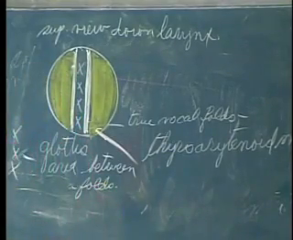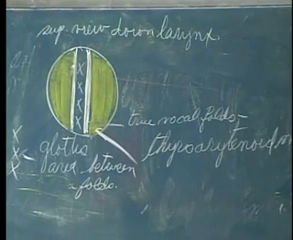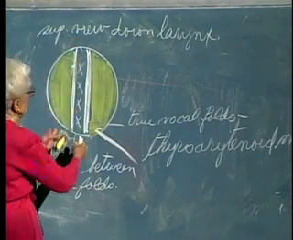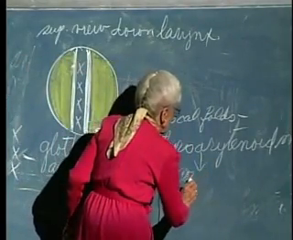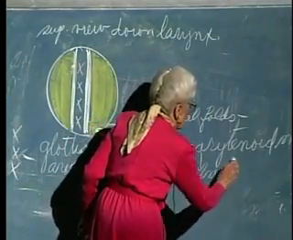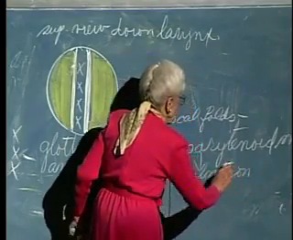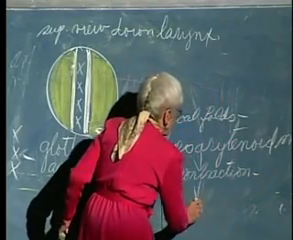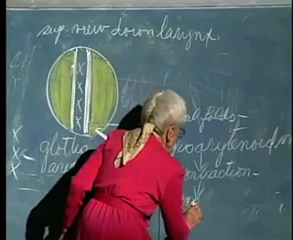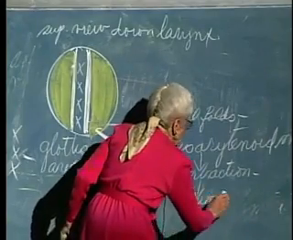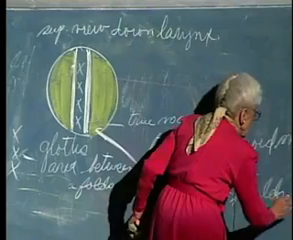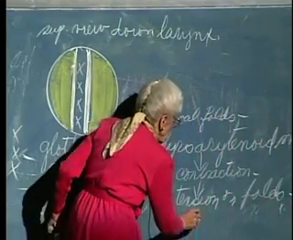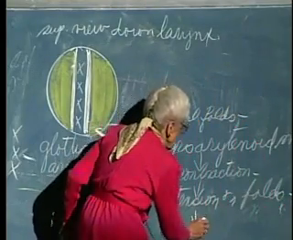So when the thyroarytenoid muscle contracts, it applies tension to the folds. So contraction here, tension on folds, and we'll raise the pitch of the voice.